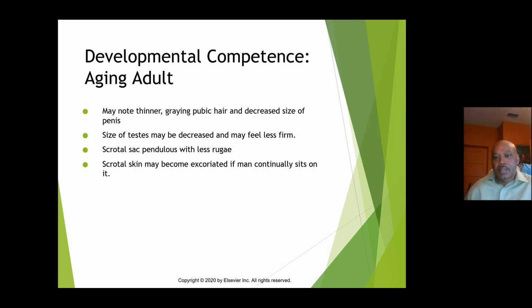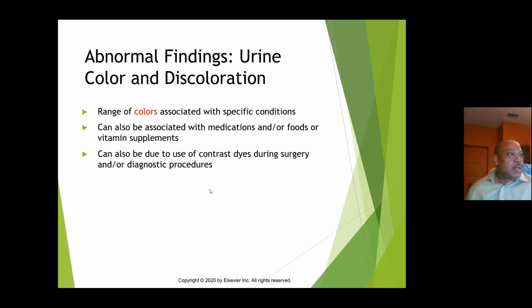All right. Let's see what else. And then there's the urine color and discoloration. There's a range of colors that are associated with specific conditions, and so this would inform us as to what might be actually going on with the patient.